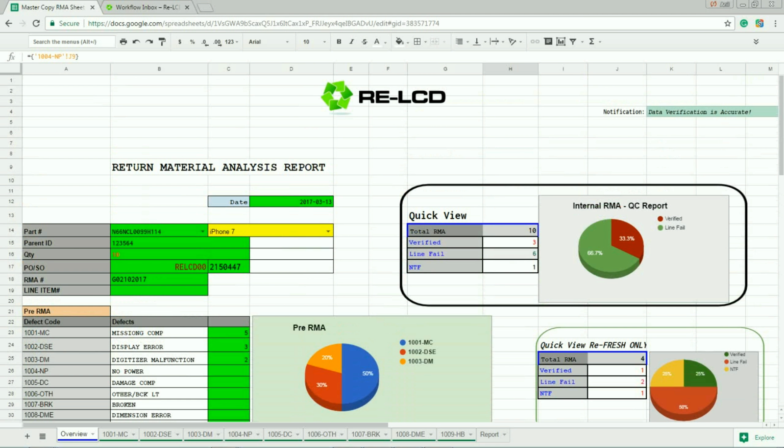One thing I would like to point out is this notification check in here. What this notification system does is check the input data of the total RMA versus the RMA that has been through the internal QC process. If we find any discrepancy between the total RMA and the total RMA that has been through the internal QC, then it gives us a warning. For example, here it says the data verification is accurate, meaning the total RMA received has been through all this QC process and the numbers are equal.